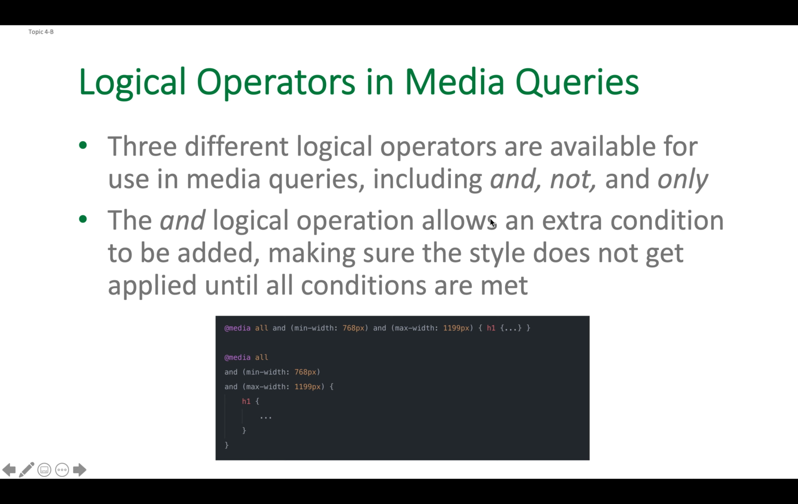So in media queries, you can use and terms to join certain ones together. You can use not, and you can use only. The and logical operation allows an extra condition to be added, making sure the style does not get applied until all conditions are met. So if you use and, that means the device has to have a minimum width of 768 and a maximum width of 1199. So it has to fit in between those two for those conditions to apply.